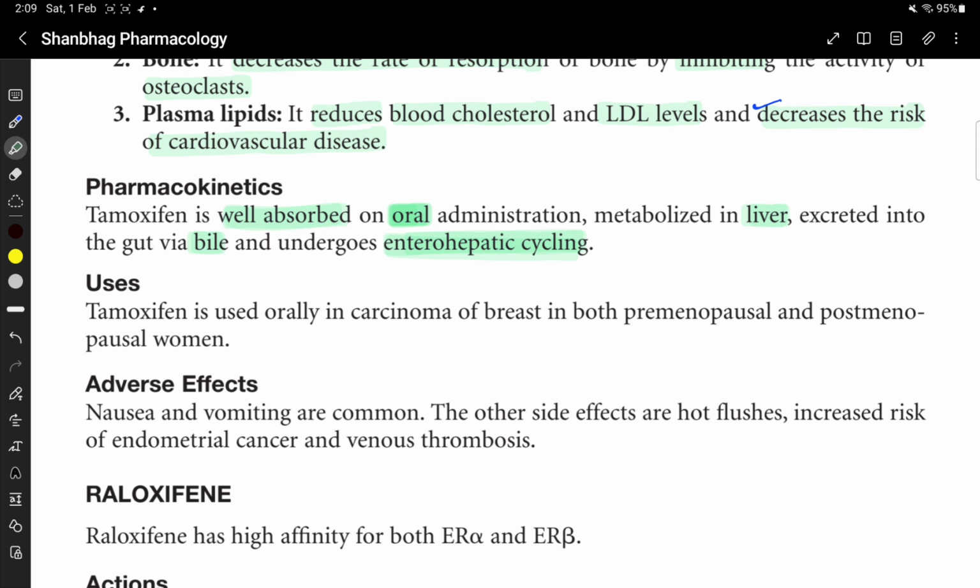Uses. Tamoxifen is used orally in the carcinoma of breast in both premenopausal and postmenopausal women. Adverse effects: nausea, vomiting. The other side effects are hot flushes, increased risk of endometrial cancer and venous thrombosis.